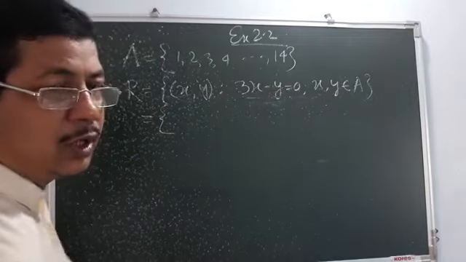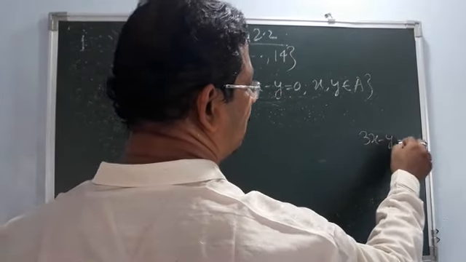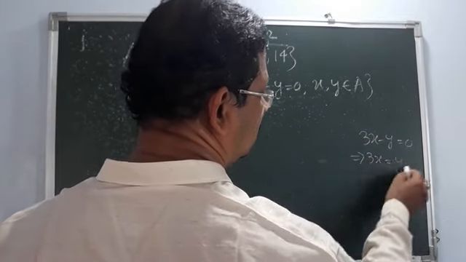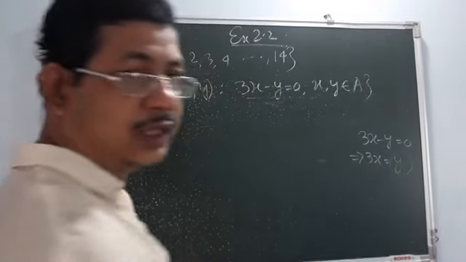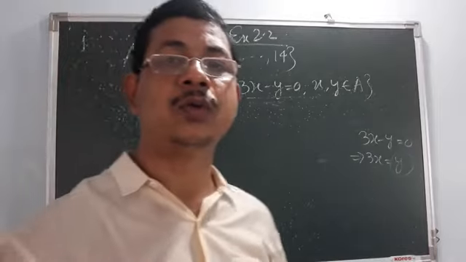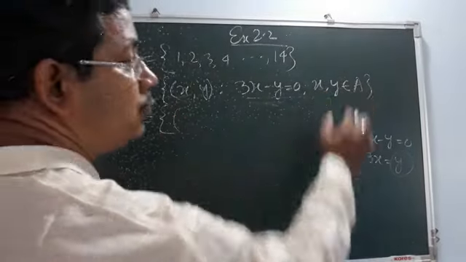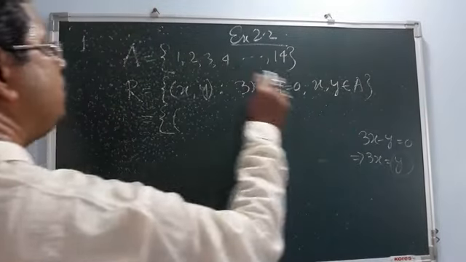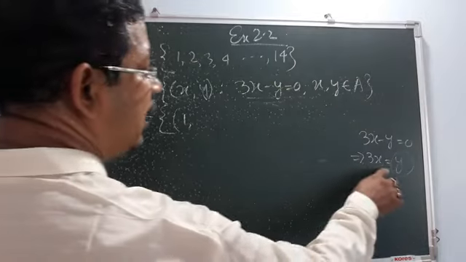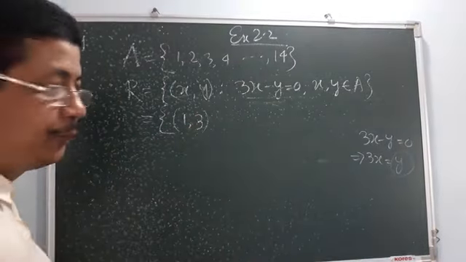3x minus y equal to 0 means what? 3x minus y equal to 0 means 3x is equal to y. This means y is 3 times x. Always y's value will be 3 times that of x. And x, y should both be from A. So if we put x from this set, that is 1, then y is 3 times x, so it will be 3 into 1, that is 3.